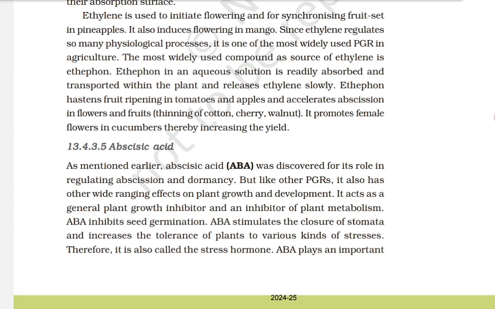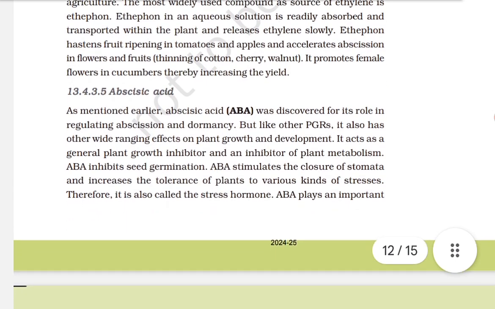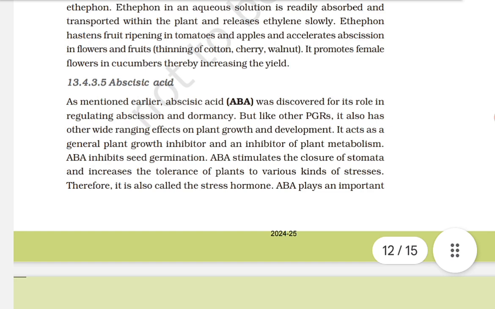Understood? Ethephon hastens fruit ripening in tomatoes and apples and accelerates abscission in flowers and fruits. Thinning of cotton, cherry, walnut. It promotes female flowers in cucumbers, thereby increasing the yield. So the next is abscisic acid.